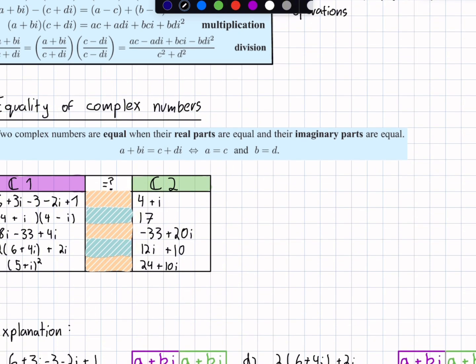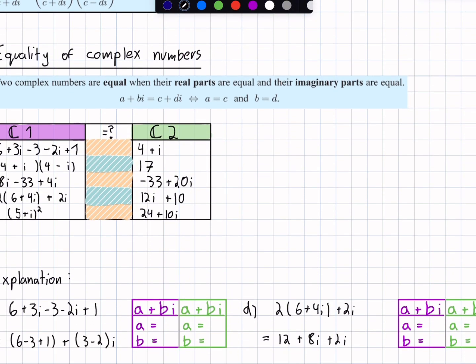Now, let's move on to the equality of complex numbers. Two complex numbers are only equal when their real parts are equal and when their imaginary parts are equal. So, if you want to check that two complex numbers are equal, you have to first check that both of their real parts are equal, and then check that their imaginary parts are also equal. It cannot be a combination.